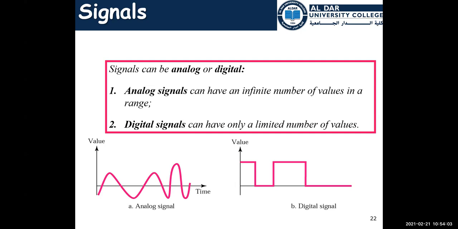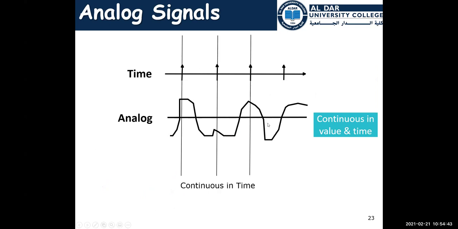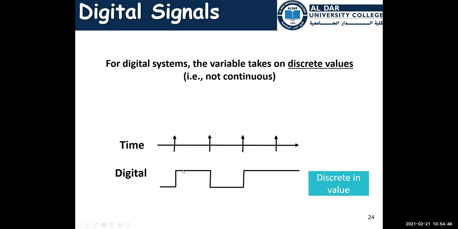So I want you to understand the concept of digital, which means you have specific discrete values. You have one, you have two, and no values in between. Either you have one or two. You don't have 1.5, 1.2, like that. So this is the difference between analog, which is continuous in value, and digital, which has specific values at a specific time period. Here we have one and we jump directly to zero, and then up to one and then directly to zero, and so on.